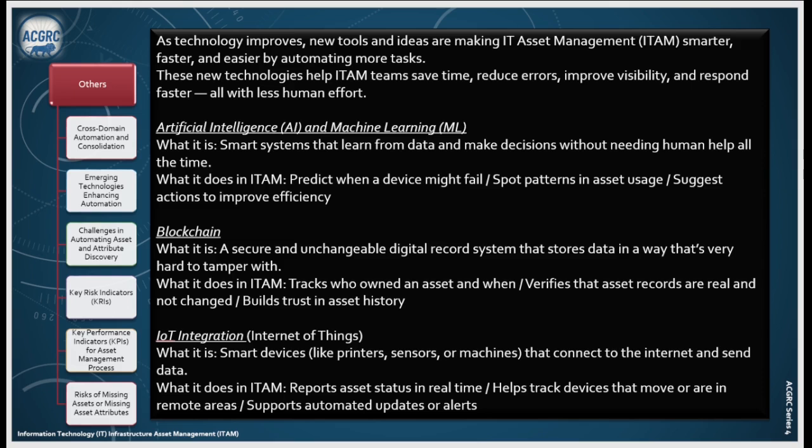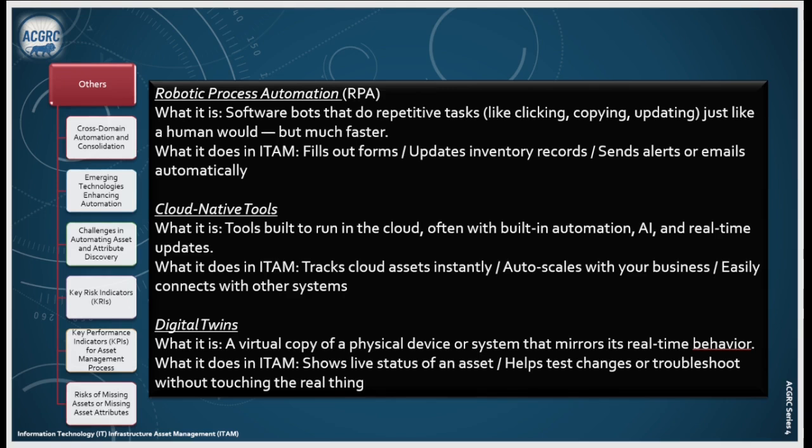As technology improves, new tools and ideas are making IT asset management smarter, faster, and easier by automating more tasks. These new technologies help ITAM teams save time, reduce error, improve visibility, and respond faster, all with less human effort. We looked at AI, ML, blockchain and IoT. Let's look at a few other areas also.